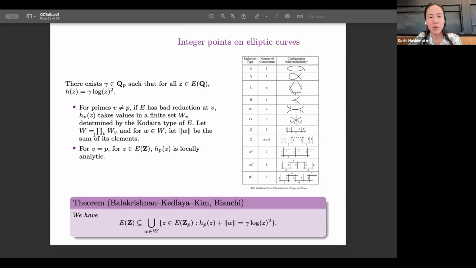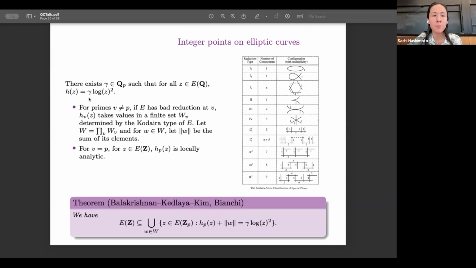And we can set up a lot of notation and describe what those values will be, but it's not so important. The point is that there's some set of values that the local height at v can take, and we can sum over all the possible values and put that into some notation W. On the flip side, exactly at p, something else happens. The local height at p is a locally analytic function. So it's given on each residue disk by a p-adic power series.